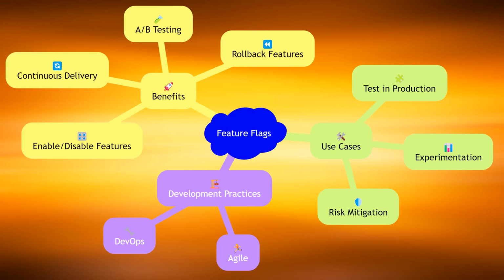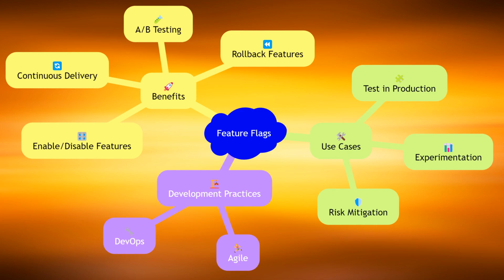Feature flags, also known as feature toggles, are a powerful technique in software development that allows teams to enable or disable features in a production environment without deploying new code. This approach provides greater control over the release process, enabling continuous delivery and integration. By using feature flags, developers can test new features in production, perform A/B testing, and roll back features if necessary without affecting the entire system.